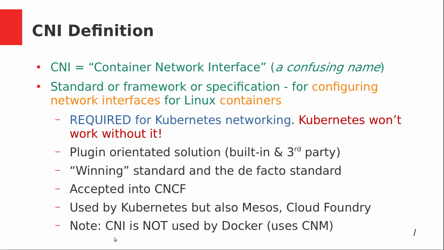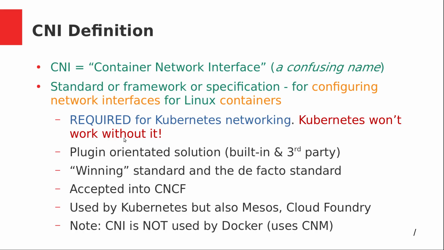Now, note, CNI is not used by Docker. Docker uses something called CNM. Very similar name. This stands for Container Network Model. CNM, CNI, they are competing standards. And a few years ago, people weren't sure which was going to be the winner. And in the end, at least for Kubernetes, Mesos, Cloud Foundry and many others, CNI won out. It won the day. It became the winner and everyone's using it. Docker took another route. Docker uses CNM.